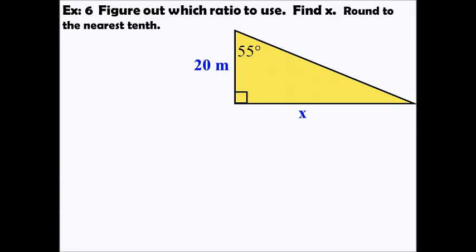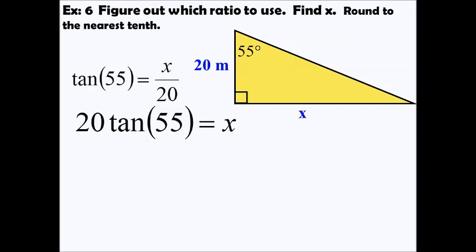Therefore, the trig function which relates the opposite side with an adjacent side to an angle is tangent. So tangent of 55 is equal to x divided by 20. The rest becomes algebra. We're going to multiply both sides by 20, so we're left with 20 times tangent of 55 equals x.